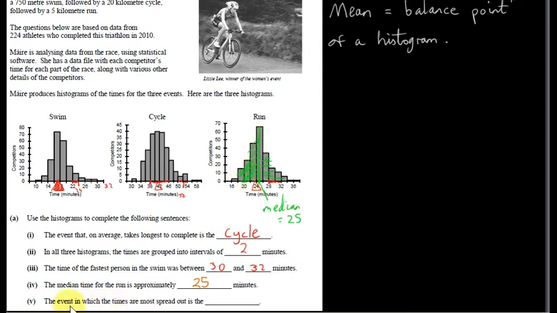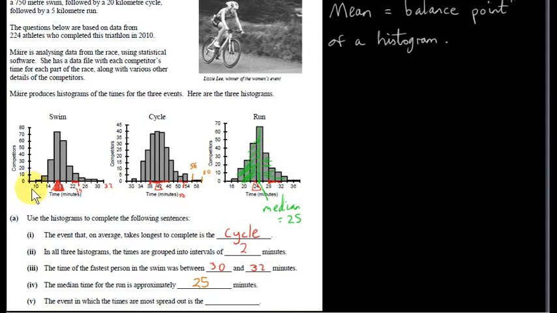Now in the next question, we're interested in the event in which the times are most spread out. Well, actually that event is the cycle event, because some people completed the cycle event in times between 30 and 32 minutes. And some people took from 56 to 60 minutes. This point here is 56. This point here is 60. So we have a bigger range of times here than we have for the other events.